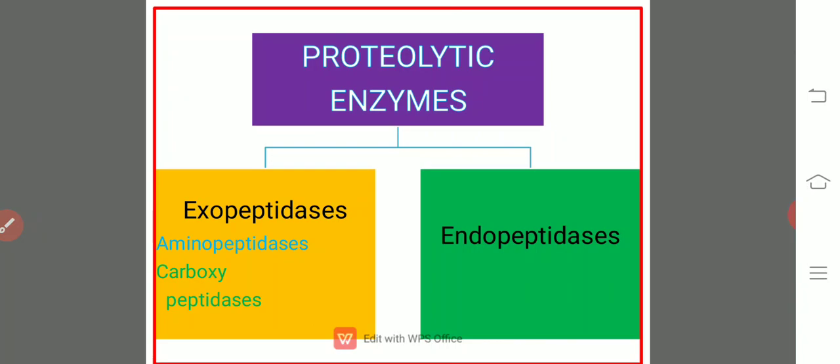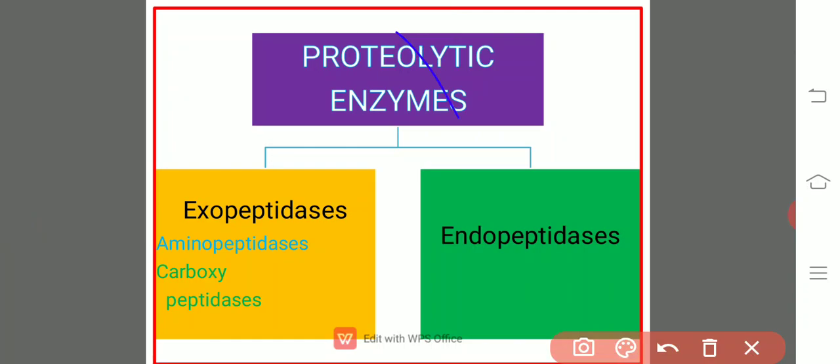And then come to the enzymes which digest the proteins. Proteolytic enzymes. Proteo means protein. Lytic means lysis, destruction, degradation. Those enzymes which can degrade, which can digest the proteins are known as proteolytic enzymes.